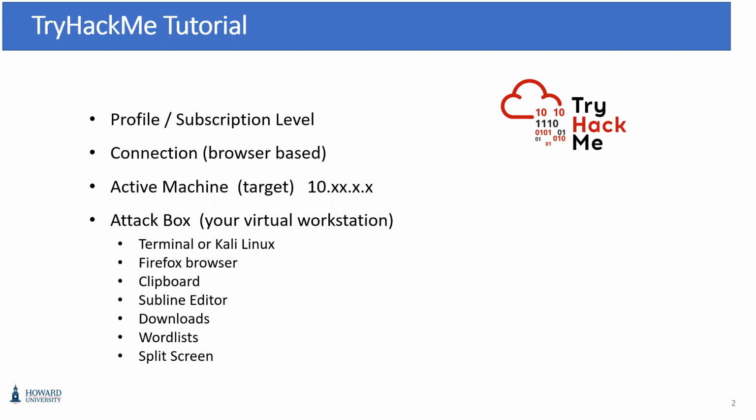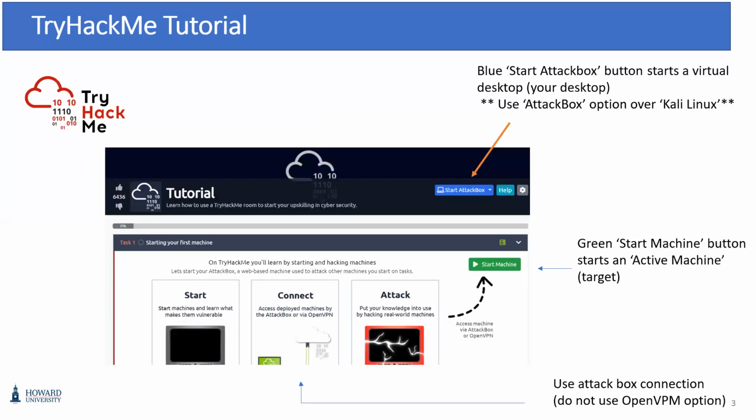We'll also talk about how to use TryHackMe, or the recommended way, which is do everything in the browser. You'll see an option to use OpenVPN. We're not recommending that. Use that at your own risk. We'd rather you use the web browser version of everything, which means it's much simpler, easier, much more stable. We'll talk about the active machine versus the attack machine. And why don't we just go to the charts and take a look.